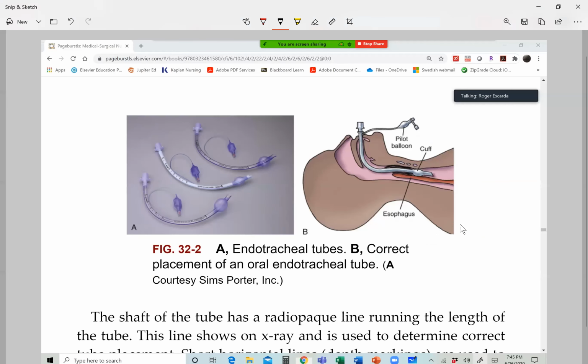They put the stethoscope over the neck. So this is somebody's stethoscope. They listen for air here. They'll attach a syringe to this pilot balloon, an empty syringe, because we only inflate it with air. So we slowly inflate it.